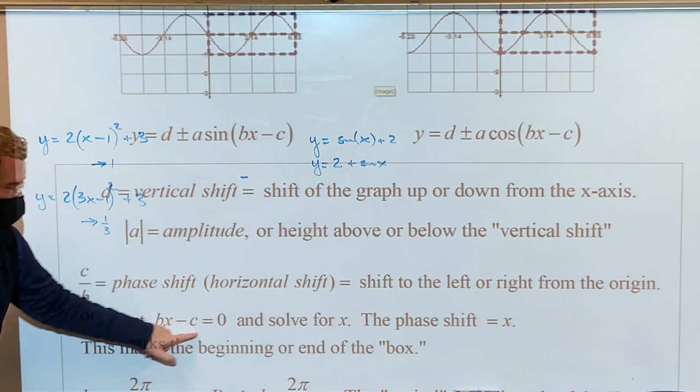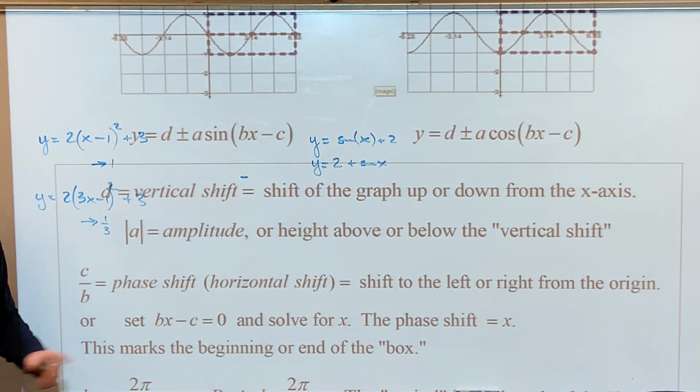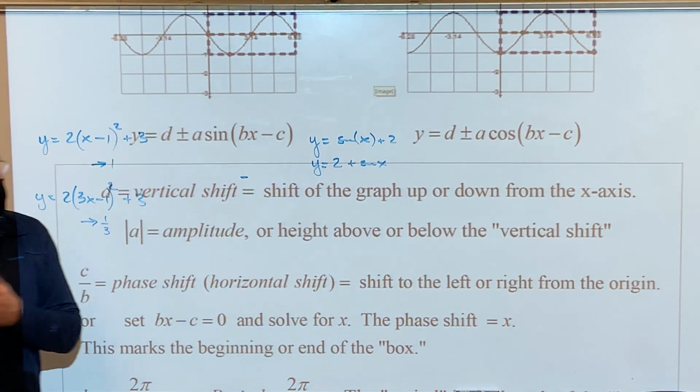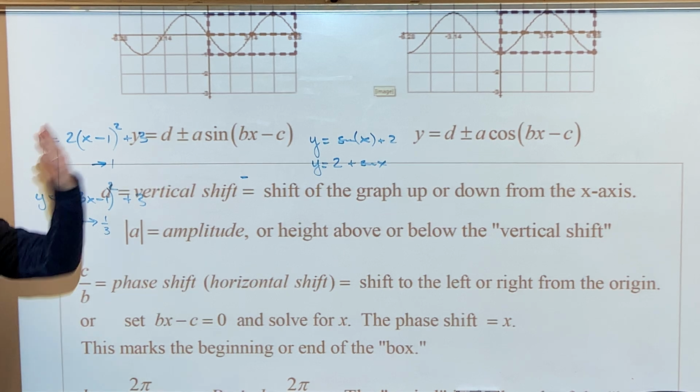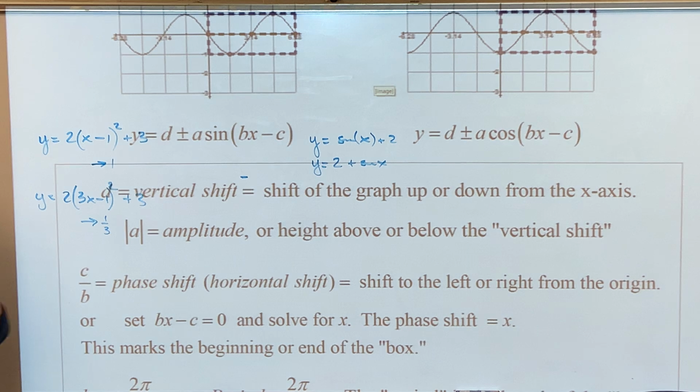And I'm just saying the easiest way I know to do that is just set that part equal to 0 and solve. And if it's negative, you'll get a positive number, and you'll go to the right. If it's positive, you get a negative number, and you'll go to the left. And you'll just mark that vertical axis. And that's not an asymptote, that vertical line there. And that'll give you that new y-axis.